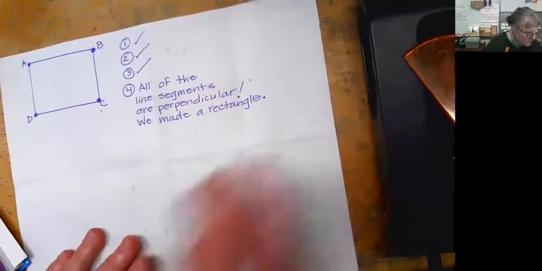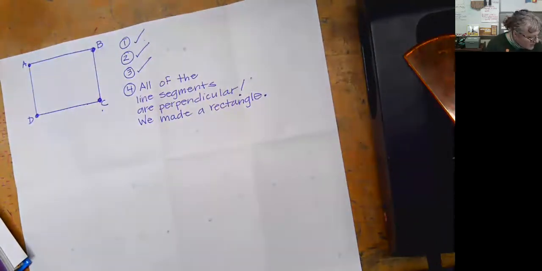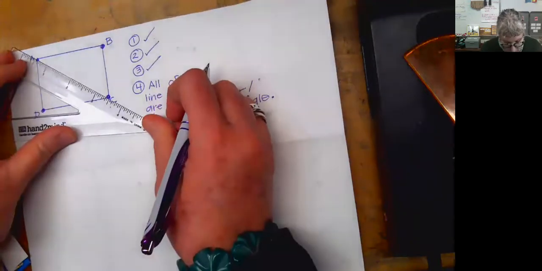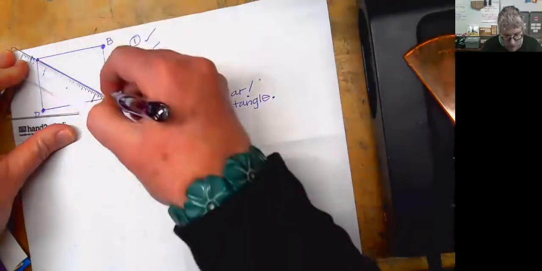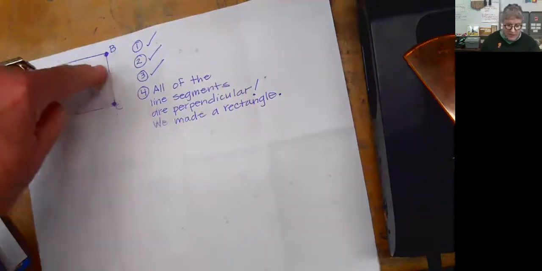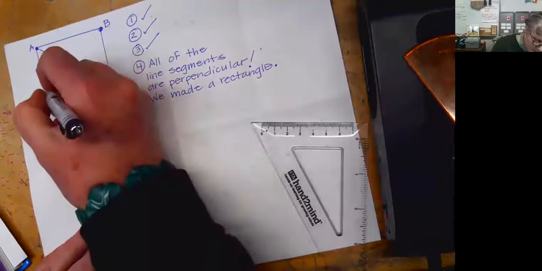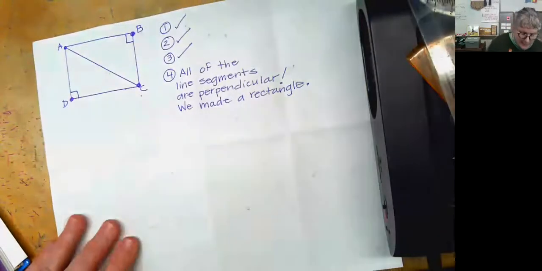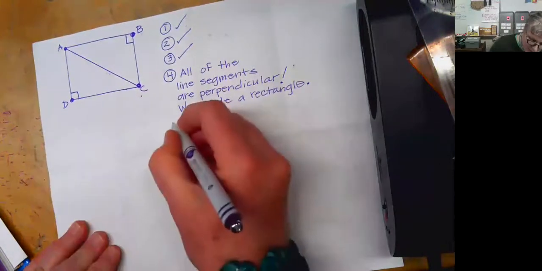Period. Okay. Now it says draw line segment AC. Name the two right triangles that are formed. So we're going to go like this. We're putting a line segment between A and C. This is a right triangle. This is a right triangle. And it's asking us to name the two right triangles.